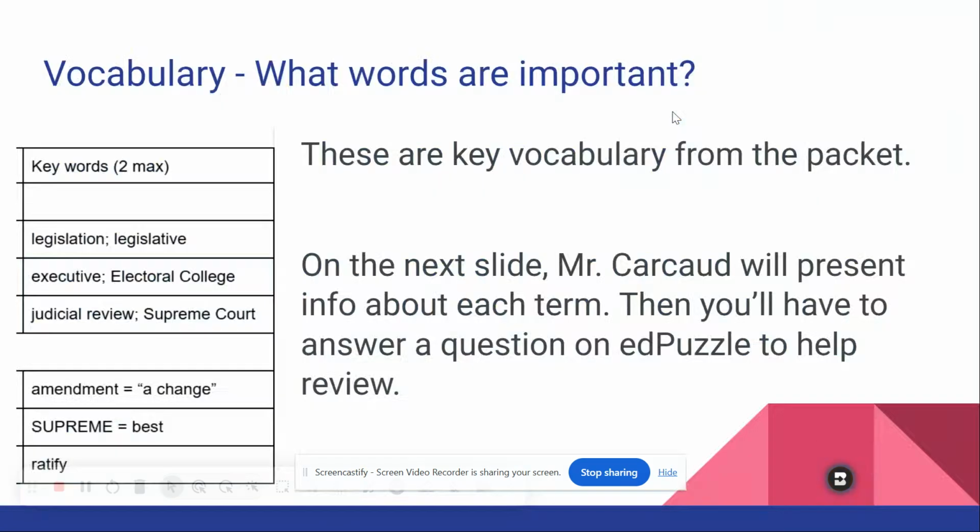So here are the vocabulary words that are important for the particular unit. So they're all right here. On the next slide, I'm going to explain some of the terms, and then there's going to be about 4 or 5 questions that you have to answer on the Edpuzzle so that you can review for your quiz on Thursday.